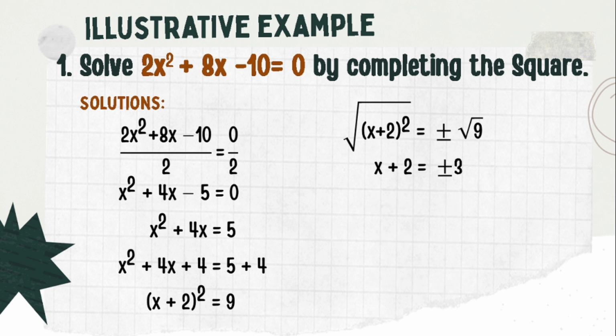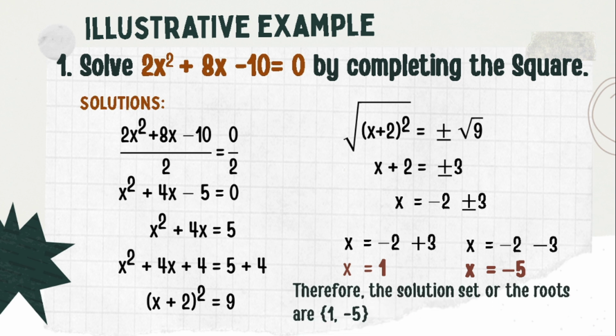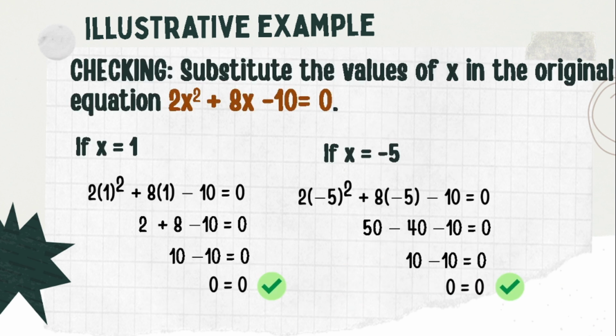Lastly, solve for x. x is equal to negative 2 plus 3 gives you x is equal to 1. And another, x is equal to negative 2 minus 3 gives you x is equal to negative 5. Therefore, the solution set or the roots are 1 and negative 5. To check, substitute the values of x in the original equation. 2x squared plus 8x minus 10 is equal to 0.